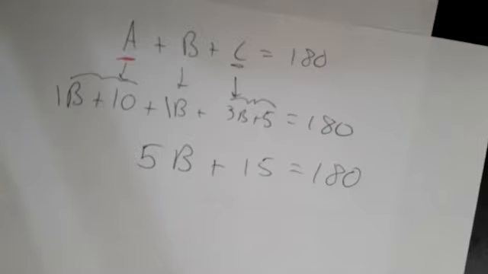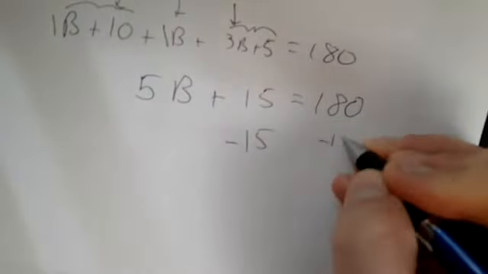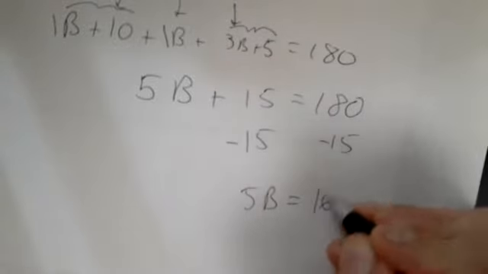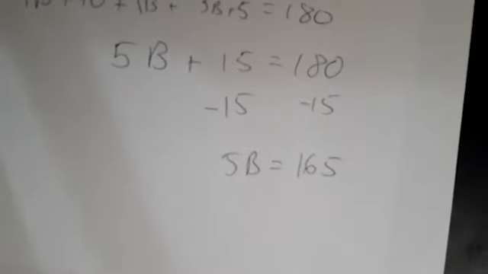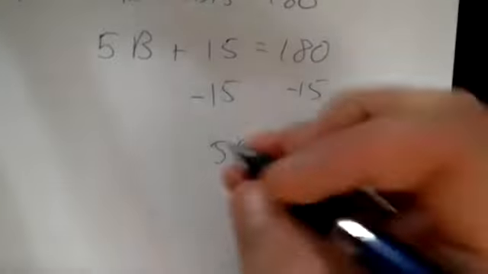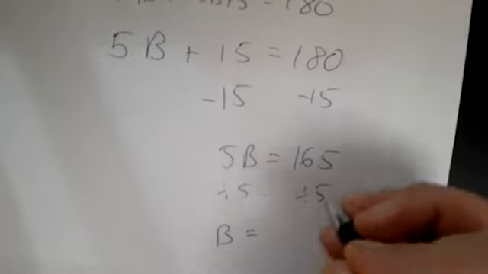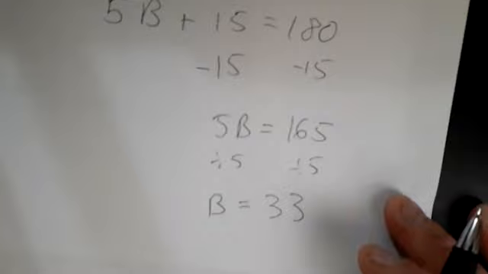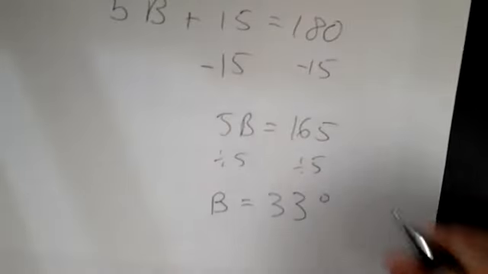Okay. So I'm still doing a little bit of solving. 5B plus 15 equals 180. In order to solve for B, I need to subtract 15 from both sides. This is going to give me 5B is 165. And then the next step is I divide both sides by 5. So if I'm dividing by 5, B is going to give me 33. And now it seems like we're almost there. We got this B equals 33.